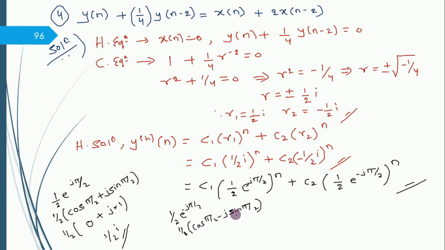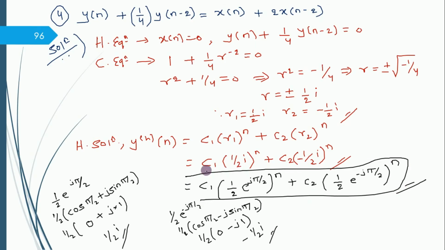Hence I am writing in this fashion. So half cos pi by 2 is 0, minus j sine pi by 2 is 1. So you will get half minus j, or I, both mean the same. Hence minus half I can be written in this fashion. So both of these are solutions for the given problem. I hope there are no doubts in this section.